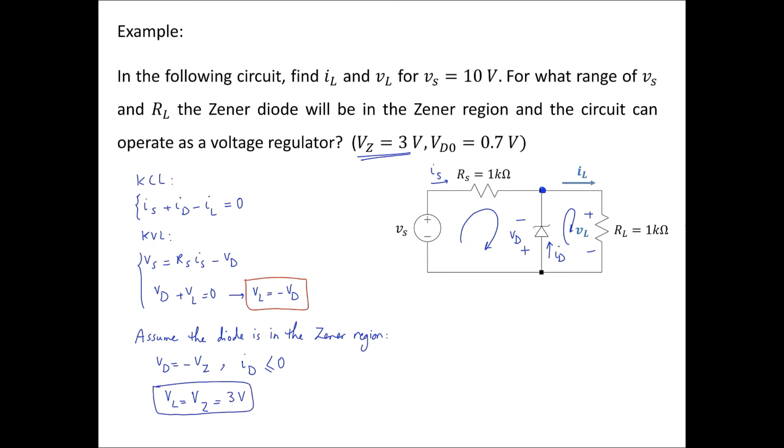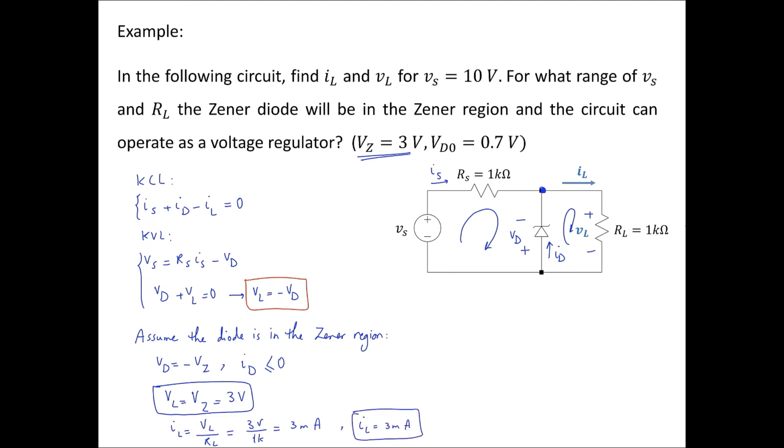Good. Now I need to find IL and IS. IL I can find using Ohm's law, because IL equals VL divided by RL. That is going to be equal to 3 volts divided by 1K, which gives me 3 milliamps for IL. So IL equals 3 milliamps.